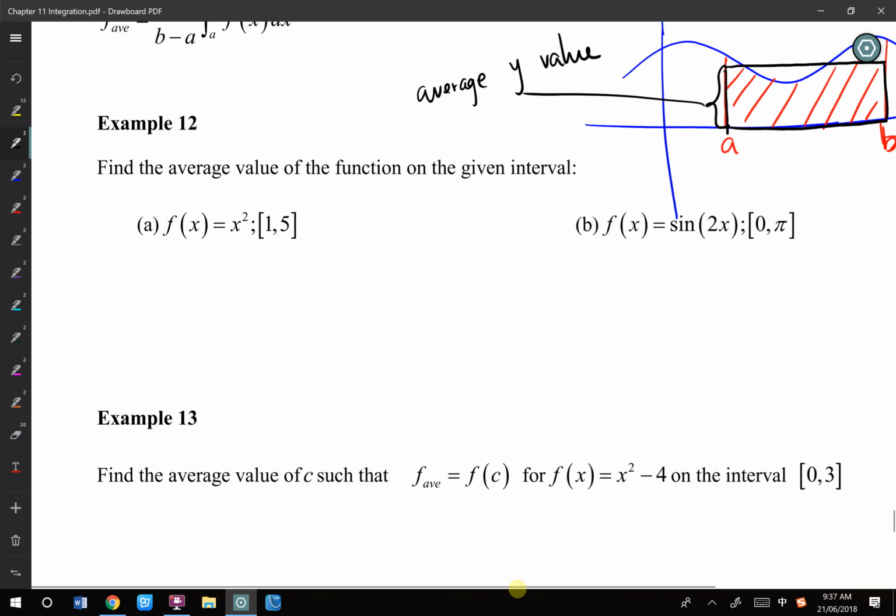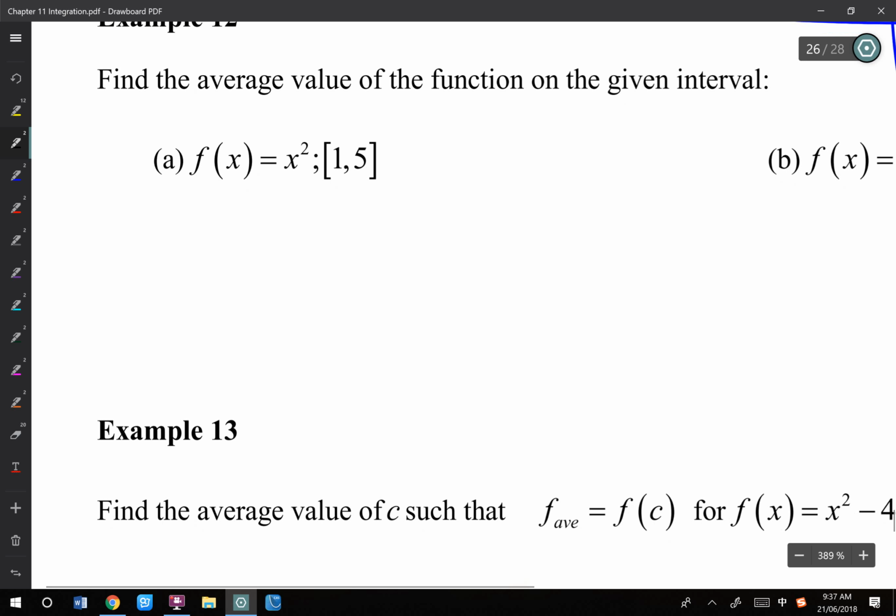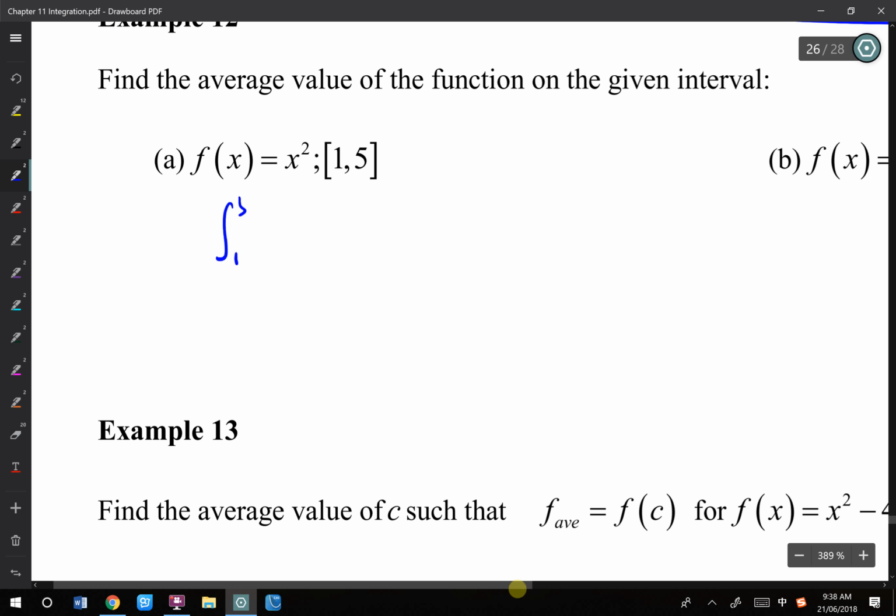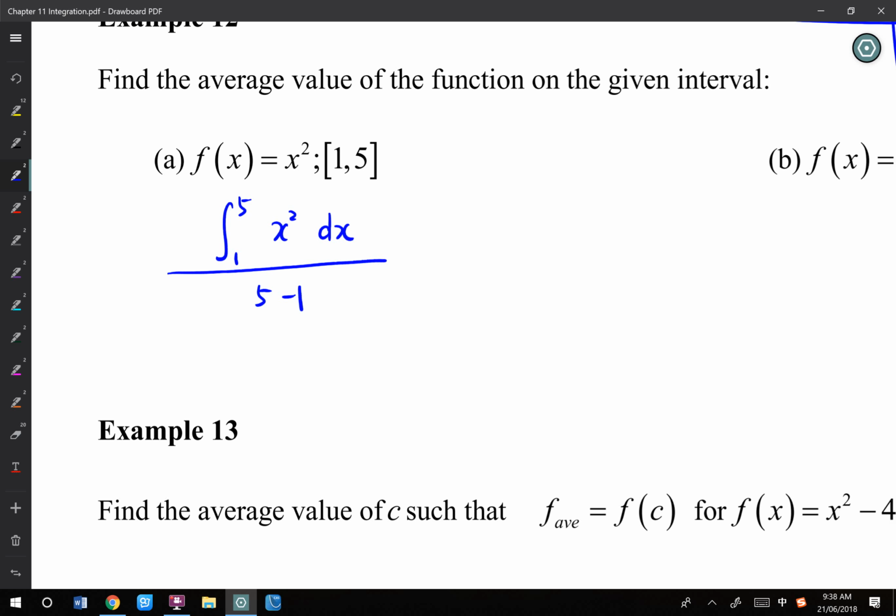Let me show one example here. Find the average value of the function on the given interval 1 to 5. Very easy. We integrate x squared dx from 1 to 5, finding the area under the curve between 1 and 5. Then we need to divide by 5 minus 1, which is how long it takes to give you that area. So for 4 units you have this area, and you divide by the width to find the height.